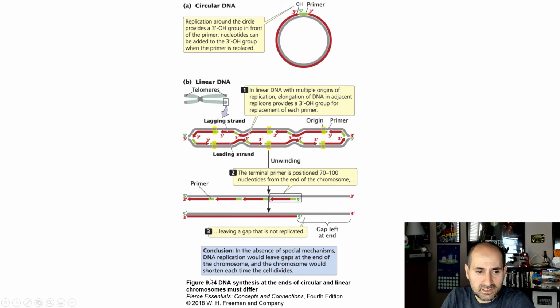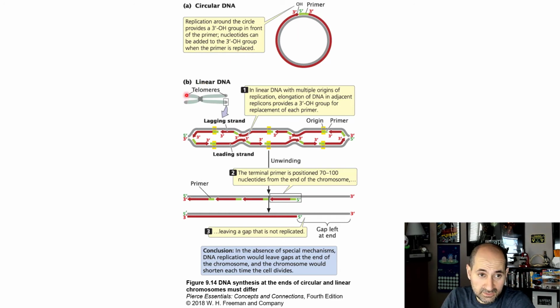So you can see here on figure 9.14, DNA synthesis at the ends of circular and linear chromosomes must differ, obviously. So look at 9.14A. This is a circularized chromosome or a plasmid, right? This would be found in prokaryotes or in the mitochondria. What do you have? A single origin of replication. Replication around the circle provides a 3' OH group in front of the primer. Nucleotides can be added to the 3' OH group when the primer is placed. So that's very easy, straightforward.